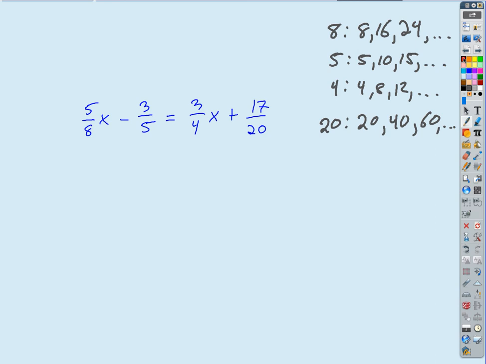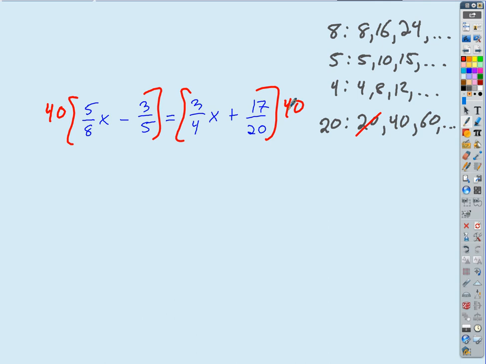So let's try 20. 4 divides into 20, 5 divides into 20, but 8 does not, right? It doesn't go evenly into 20, so I move on to the next one, and 40 works. Everybody see that? So 40 is our number. That's the one we want to use. So make sure you put the rest of the stuff in brackets or parentheses because we have to distribute the 40.